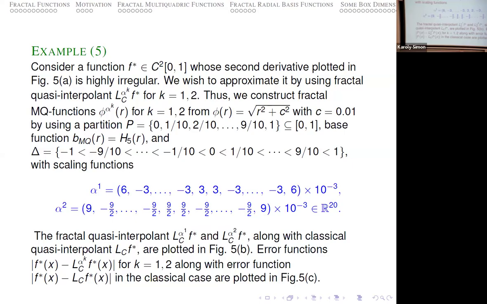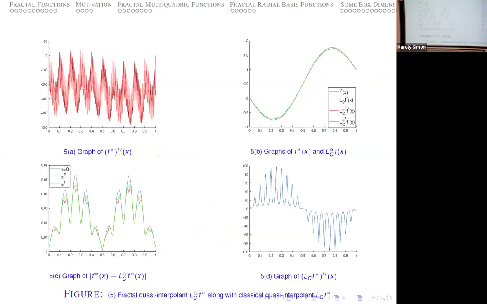Similarly, we have to define this operator LC alpha. For different values of k equal to 1 to 2, we have taken two different cases here, depending on which scaling factor you are taking. And here we plot all these functions. You give the original function, and then you take the fractal perturbation of this approximation. This fractal quasi-interpolant has been computed here. The second derivative of this function is very irregular. So we are constructing a fractal function whose derivative is very irregular, and we are applying this quasi-interpolation to approximate that function.